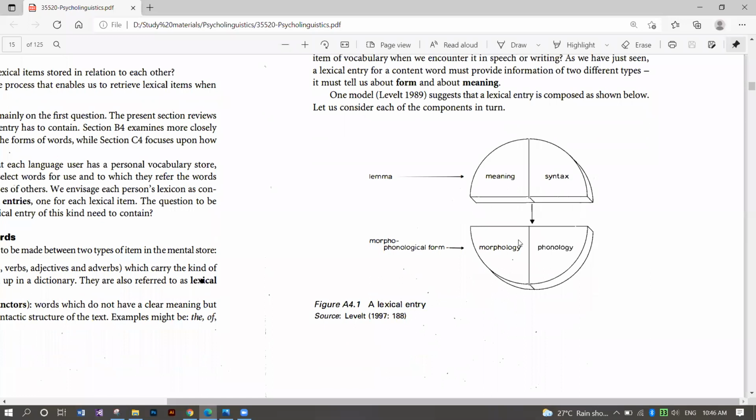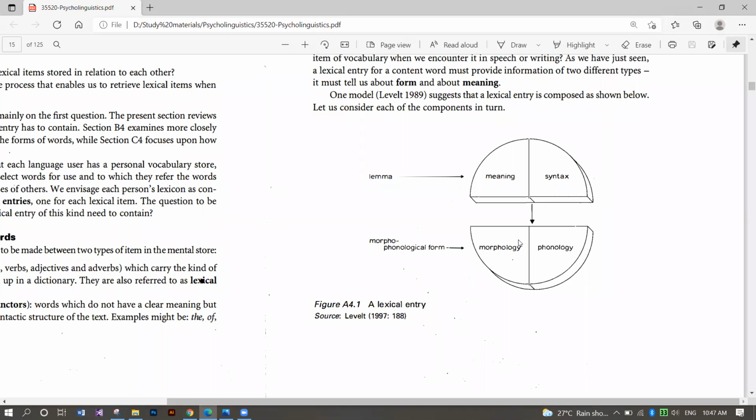This can be used as a framework, okay? This can be used as a framework in research because it's a model given by Levelt in 1989. Although it's a very old model, the question may be raised that it's an old model, but there are modified models for lexical entry. You can search for them and you'll find them if you are doing your research in this area.